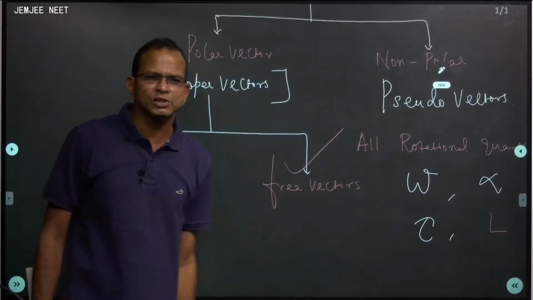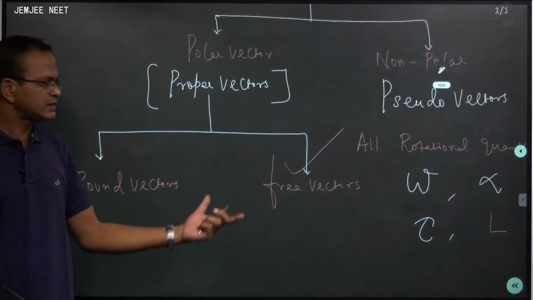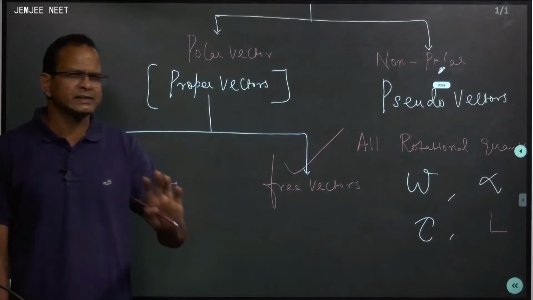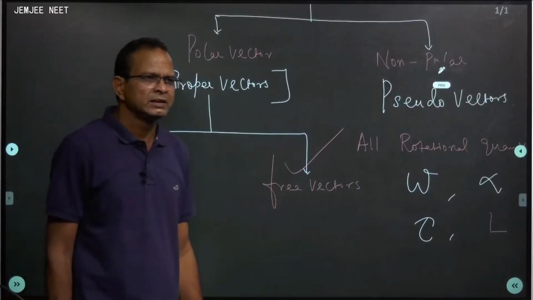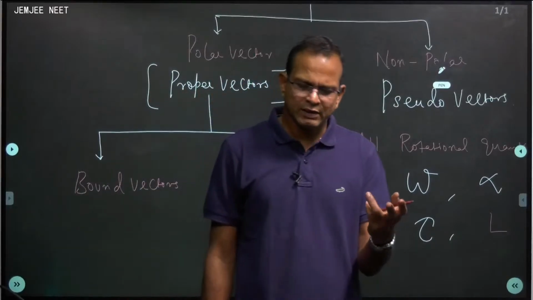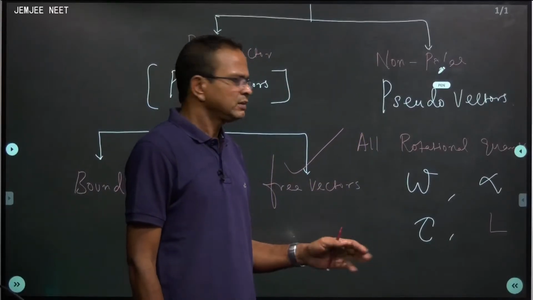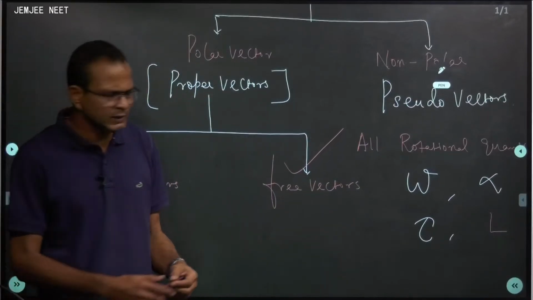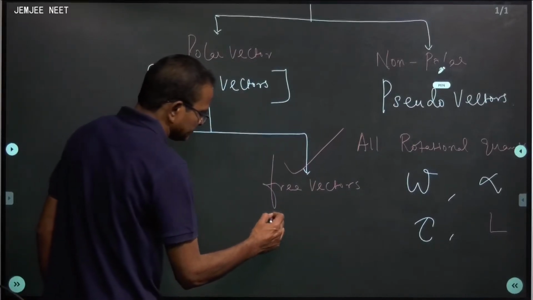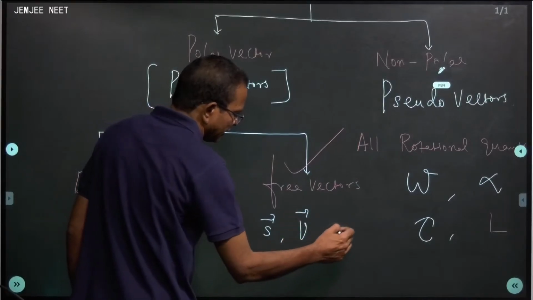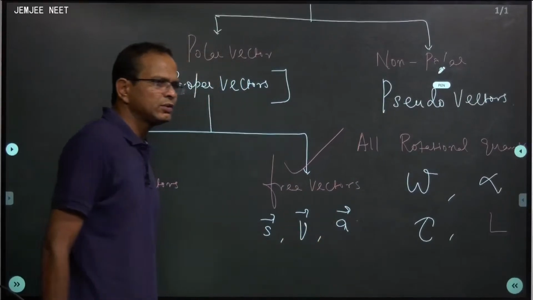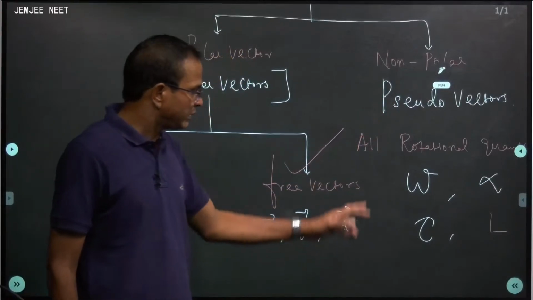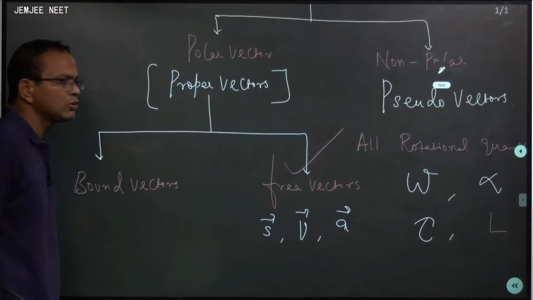So a vector which is free to move anywhere in the world space is called a free vector, but it should be parallel to itself. The excellent examples in physics for this are displacement, velocity, acceleration. These are very good examples. Come back to bound vectors.